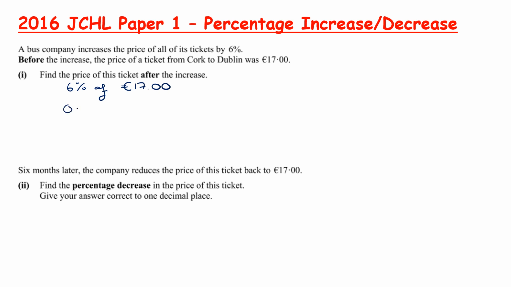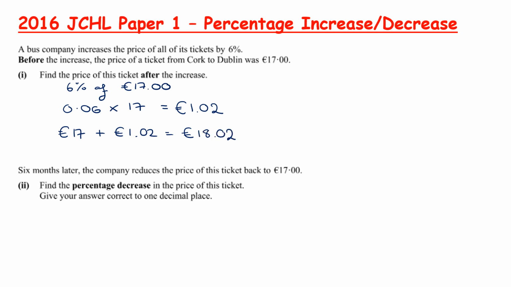So let's use decimal here, 0.06 by 17. You don't need all of the decimal places or the zeros after those decimal places. And we work out that there is an increase of €1.02. We want to add that on. So the ticket was €17. We now add on an extra €1.02. So the new price of the ticket is €18.02.